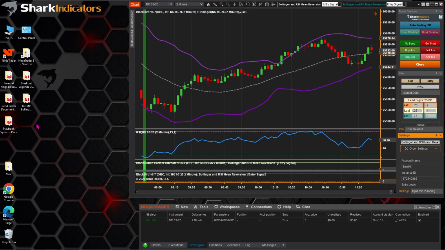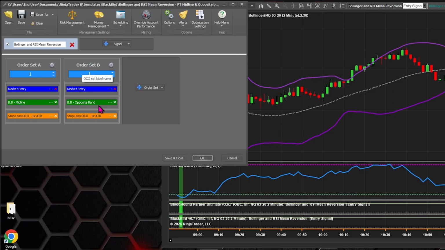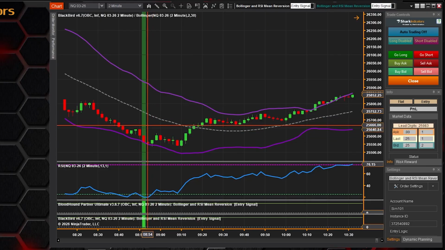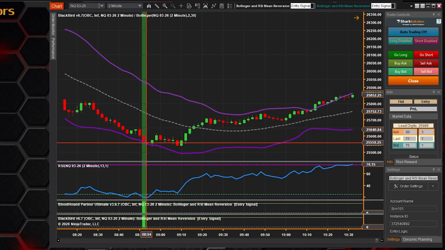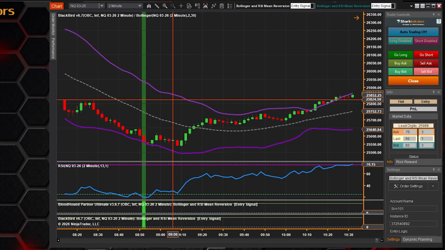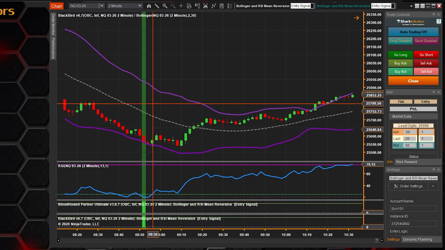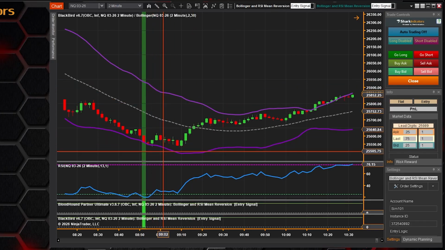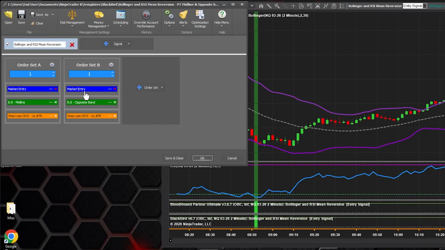This order set B, this extra, is at the opposite band. So we'll have a profit target at the midline and on the opposite band. If it's a buy, then your profit target is going to follow the upper band. And if it was a sell, then your profit target would be following the lower band. If you wanted to play around and test both profit targets, they're available to you.